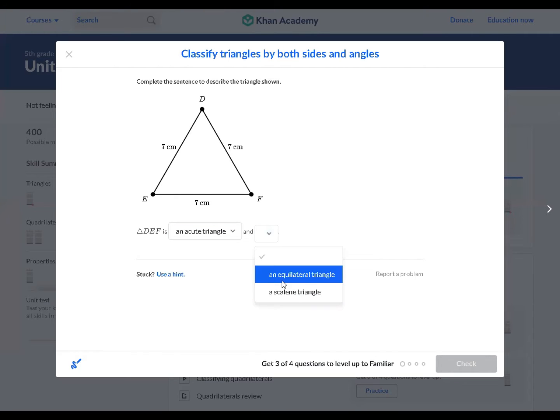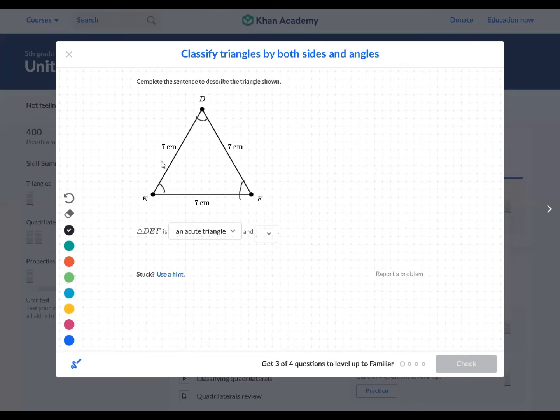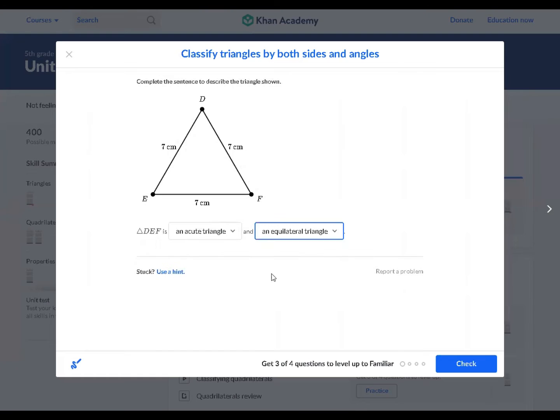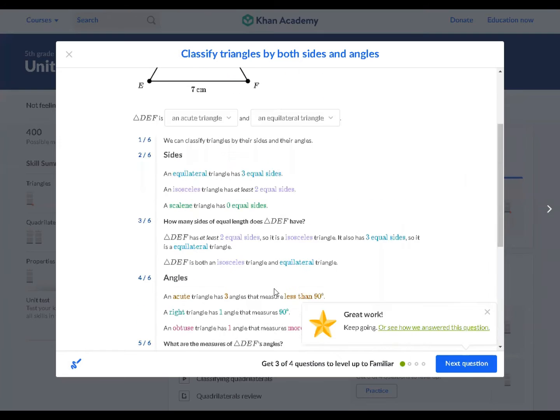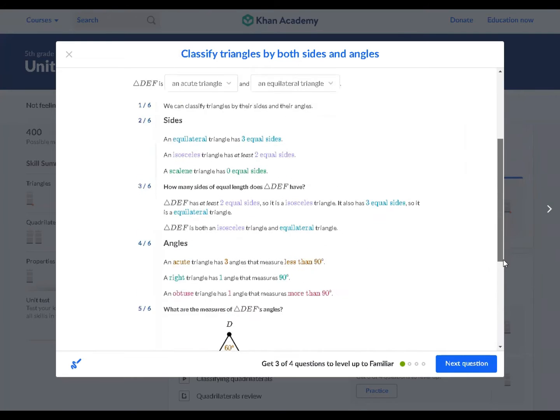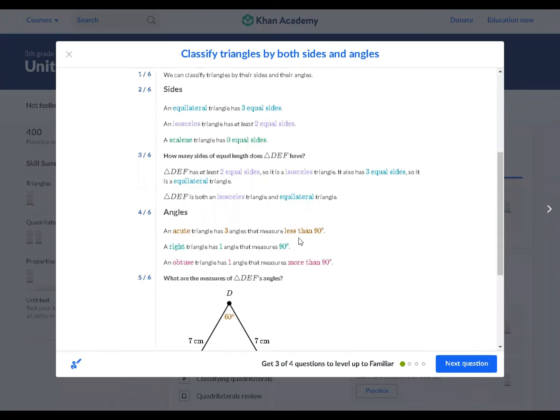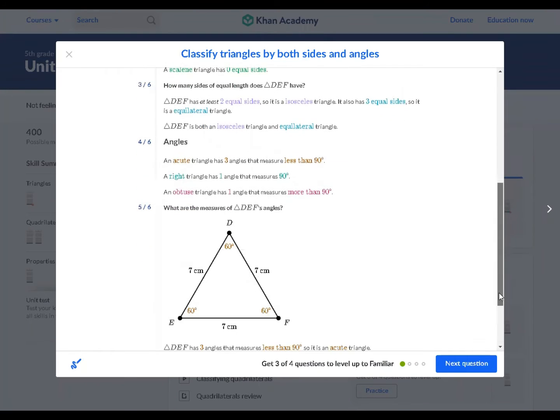And is it an equilateral triangle or scalene? I'm pretty sure that it's equilateral because the sides look equal, and also, yeah, I'm sure that it's equal because they have shown us the length of the sides. All are the same, so we're going to go with equilateral triangle. So we got it correct, and this is how the computer did it. Yeah, this is how we did it. Much the same thing.